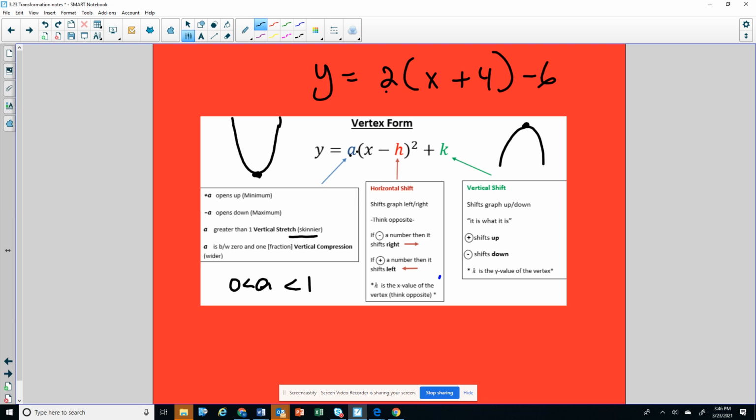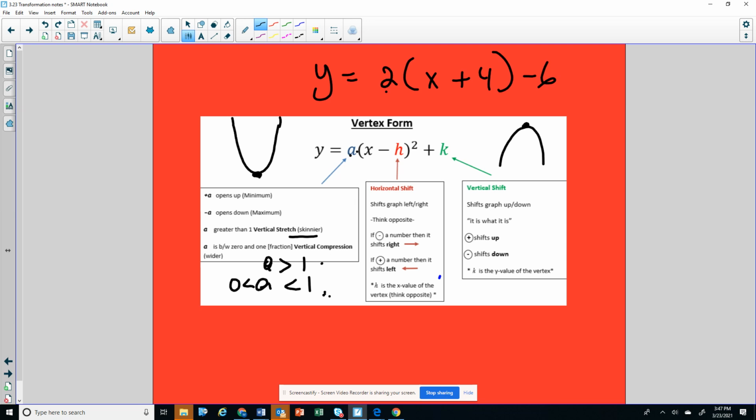And if A is greater than 1, then you're going to have a skinnier graph, or a narrow graph, which is going to be called a vertical stretch. So these are two things I want you to remember. If it's a fraction, you're going to have a wide graph, and if it's greater than 1, you're going to have a skinny graph. All right, so that's A right there.